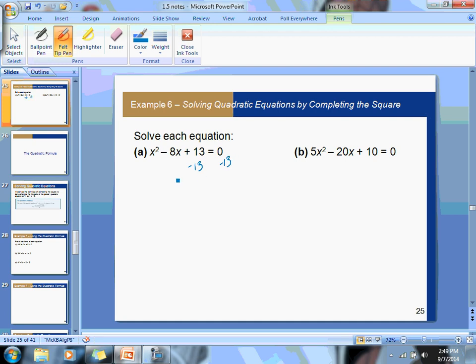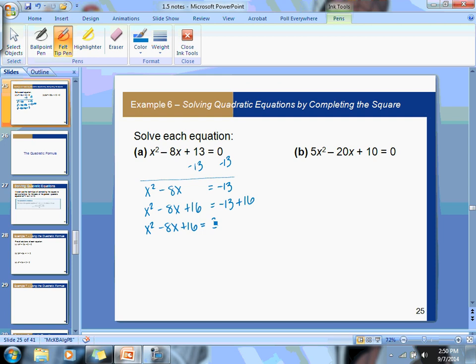That's that c term. So we're going to get it over to the other side. So we'll have x squared minus 8x equals a negative 13. Okay, now this negative 8, and I purposely left this space here because we're going to fill it in. This negative 8 now is the term that I want to divide by 2 and square. So 8 divided by 2 is 4, and 4 squared is 16. So I'm going to add 16 to both sides. So I'm filling in that little blank spot there. So now I have x squared minus 8x plus 16 equals 3.